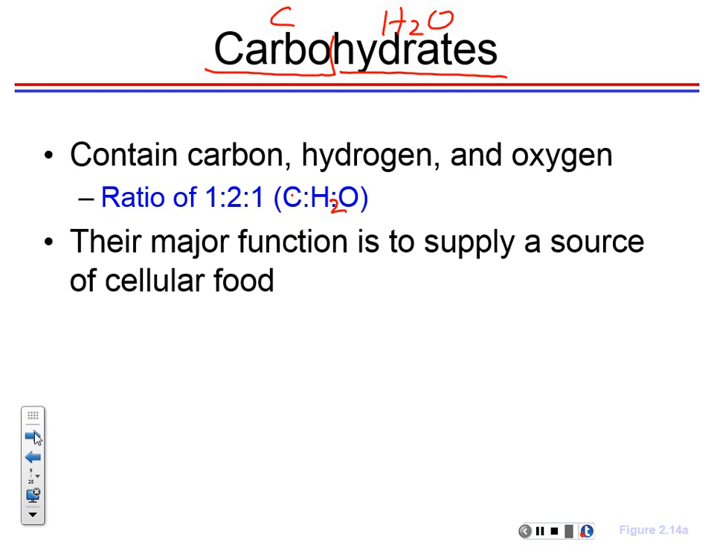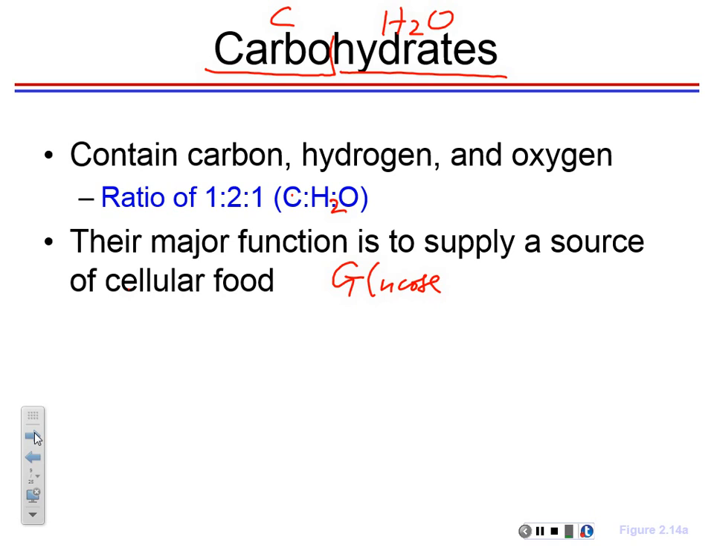All right. And then of course, I think you also had a few problems with the polymers that arise from adding more of these glucose units. So the major function is to supply cellular food. All right. In terms of which carbohydrates do we use for cellular food? The most common? Yeah, glucose. And in fact, the brain will only use glucose.